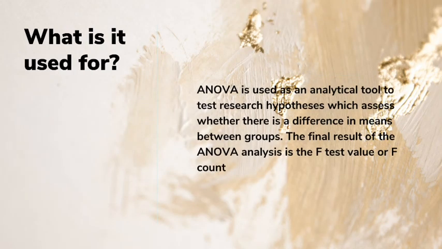What is it used for? ANOVA is used as an analytical tool to test research hypotheses which assess whether there is a difference in means between groups. The final result of the ANOVA analysis is the F-test value or F-count. This calculated F-value will be compared with the values in the F table. If the calculated F-value is more than the F-table, it can be concluded that we accept H1 and reject H0, which means that there is a significant difference in the mean of all groups.